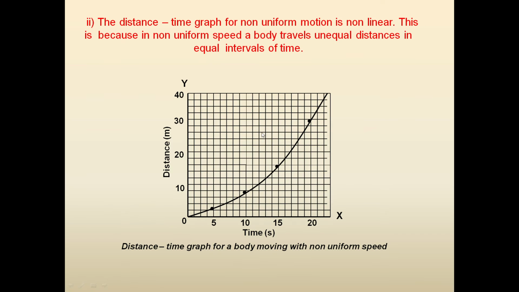The second type of graph is the distance time graph for non-uniform motion. It is a non-linear graph because in non-uniform speed, the body travels unequal distances in equal intervals of time. And as the speed is non-uniform, speed is not constant. So from this graph, we cannot calculate the speed of the body because it is changing again and again. So speed cannot be calculated as we were able to calculate in the previous graph.